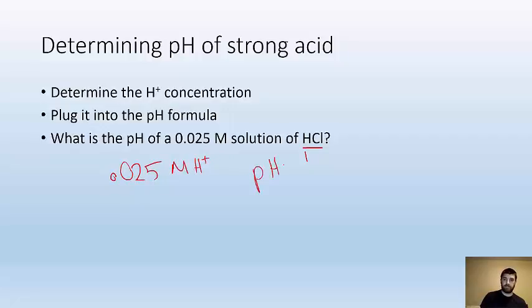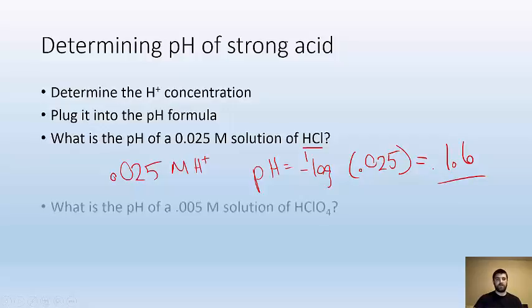So I know that pH is equal to the negative log of H+, so it's going to be negative log of 0.025. And I'm going to plug that into my handy dandy calculator, which I got to turn sideways so I get those things. So negative log of 0.025, and I get a pH of 1.6. So that is my pH.